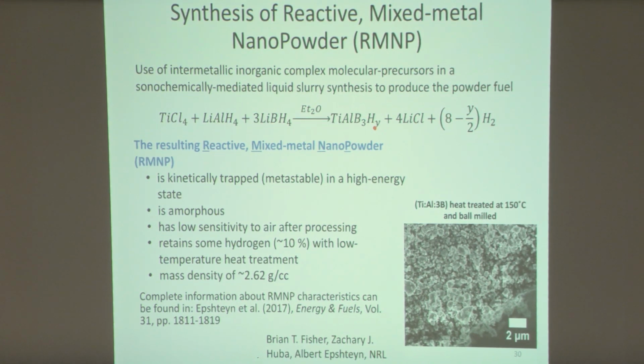Out of that solution came basically a salt, which they could easily remove, and they could work with those particles. The particles showed that they're stable in a high energy state, they're amorphous, have a low sensitivity to air after processing, retain some hydrogen, about 10% with low temperature heat treatment, and have a mass density of about 2.6. The point I'm trying to show you is that there's a lot of research in this area, and different types of particles are being made using different types of techniques.